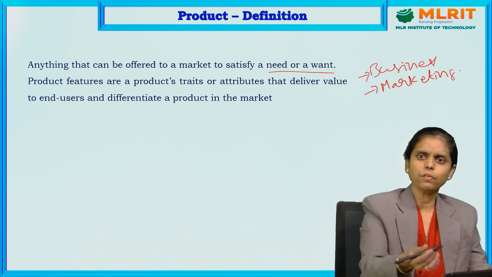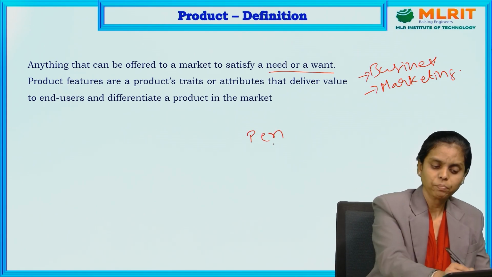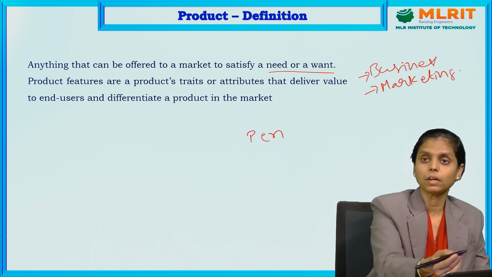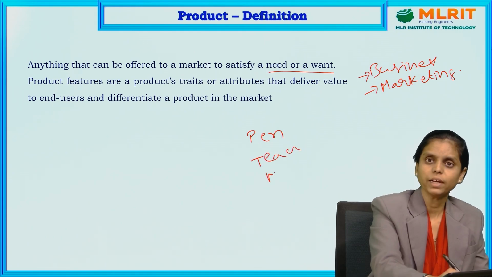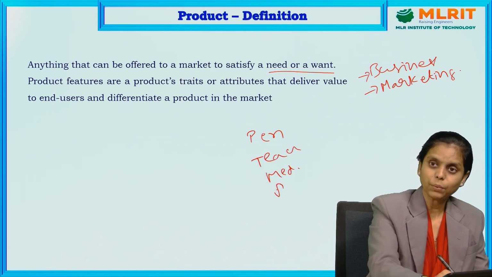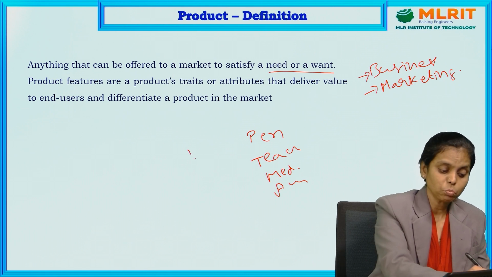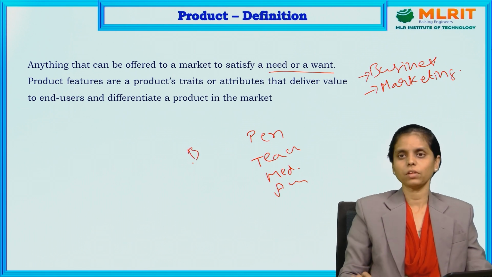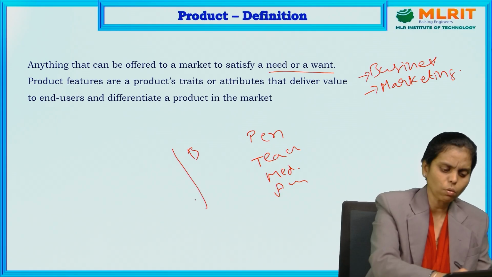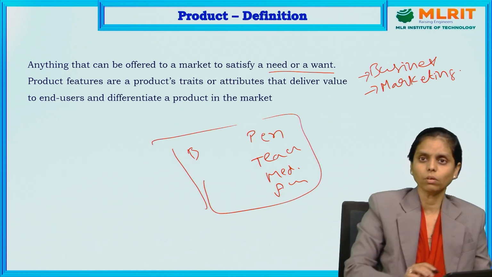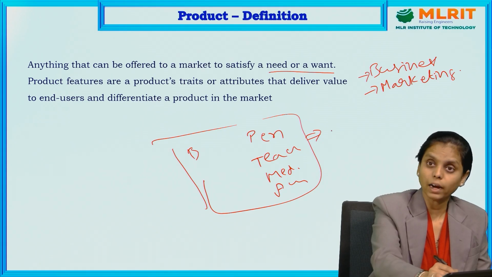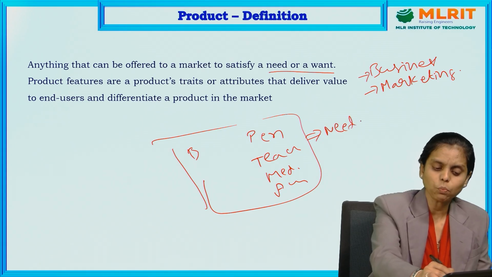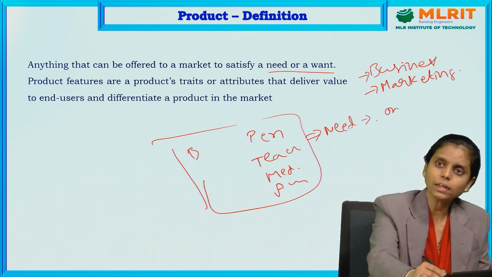For example, pen is a product. Like the different types of services that we have: teaching, hospital and medical services, advocate services, or else a book. There are different types of elements that we have under a product. Now, why do we call all of them a product? Because all these elements are addressing the needs and wants of any one customer or all.